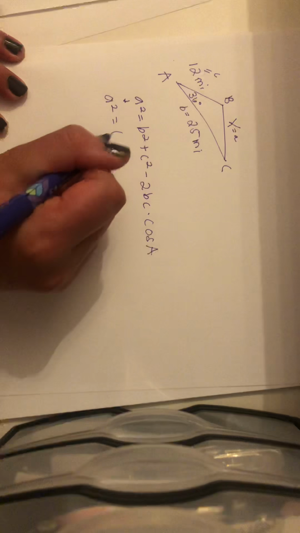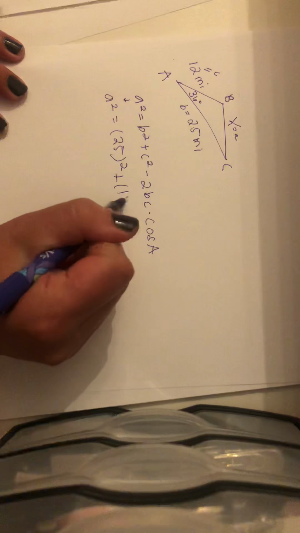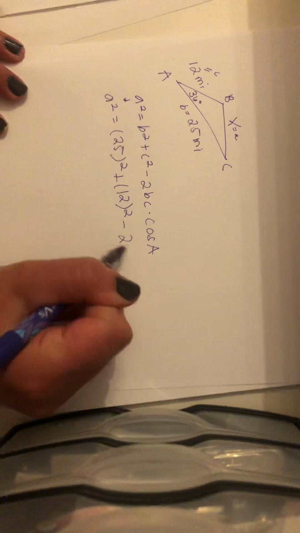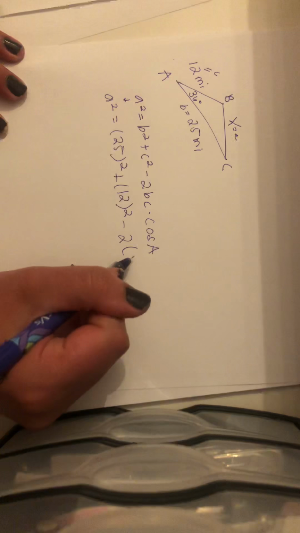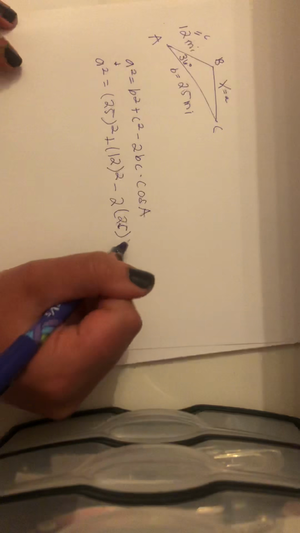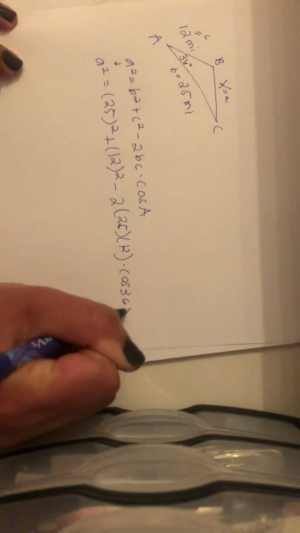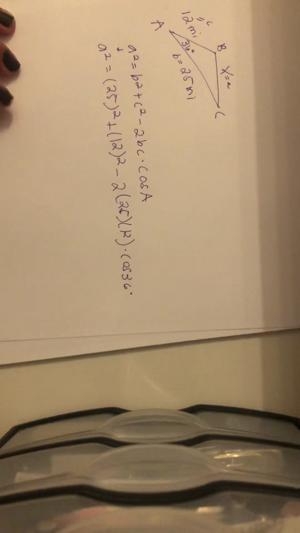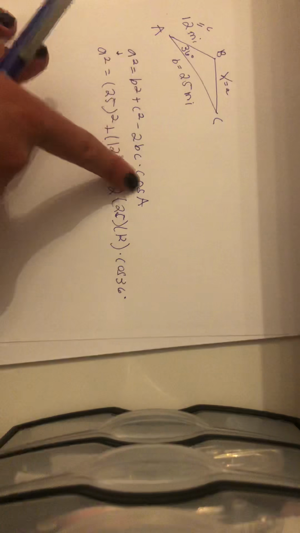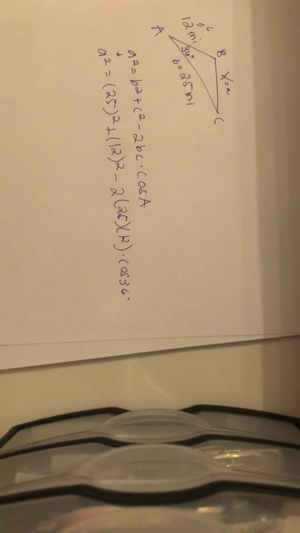B is 25. We're going to square it plus c, which is 12 squared. Minus 2, my b is 25 times 12 times cosine 36. Okay? Cosine 36 because we're looking for cosine A. Right? And so we know cosine A right here.